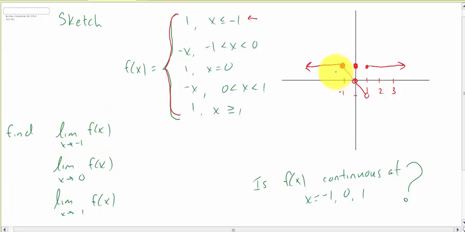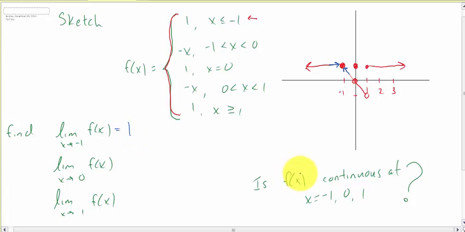So as x approaches -1, is the graph going to the same place from both directions? Those little blue arrows I just put on there. Yeah, so the limit exists. The limit is equal to 1.